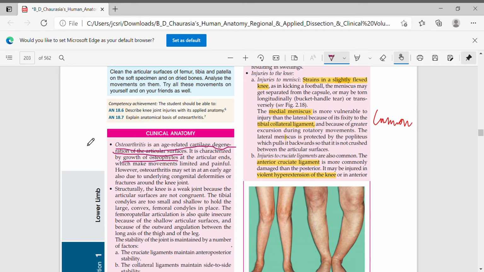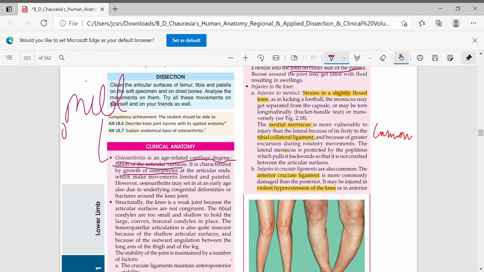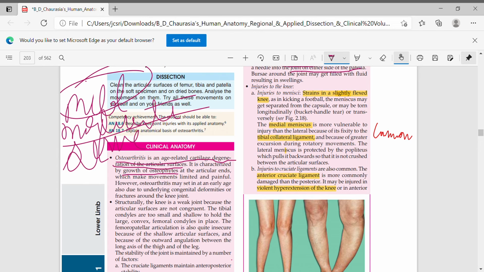You can divide osteoarthritis into three types: mild osteoarthritis, moderate osteoarthritis, and severe osteoarthritis. Mild is where only the cartilage is damaged, whereas in moderate the bony surface is also getting damaged. In severe, you have the osteophytes and the articular surface is totally damaged. So this is osteoarthritis.